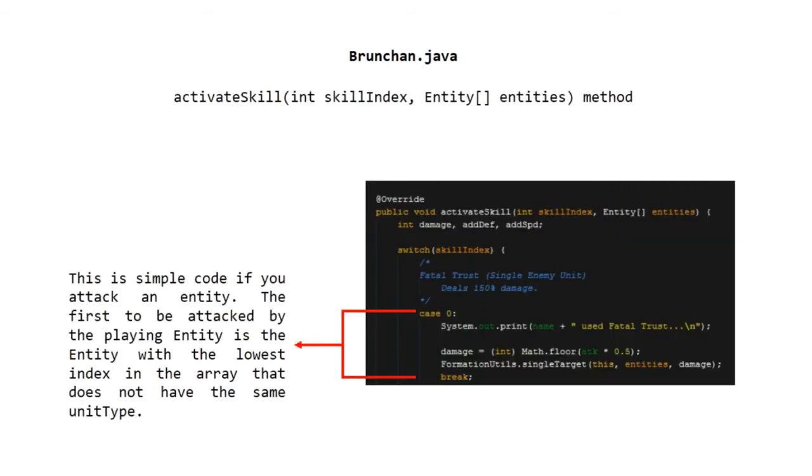This is simple code if you attack an entity. The first to be attacked by the playing entity is the entity with the lowest index in the array that does not have the same unit type. That is, in this game, the indexes preceded will be the frontline entity. If the previous one dies, the replacement frontliner is the next one. The latter entities are called backline entities.